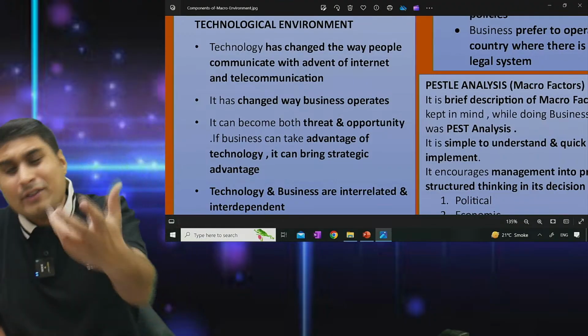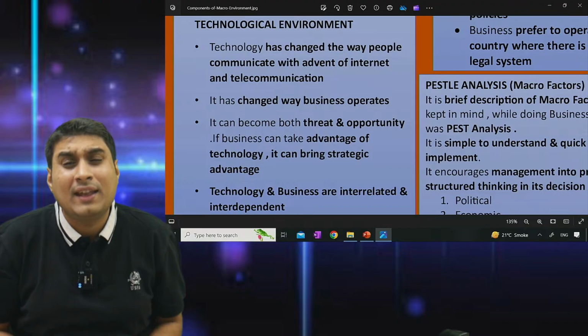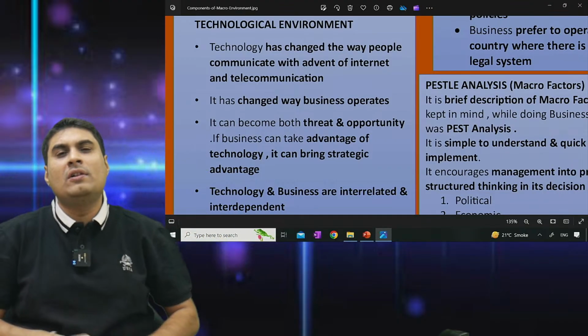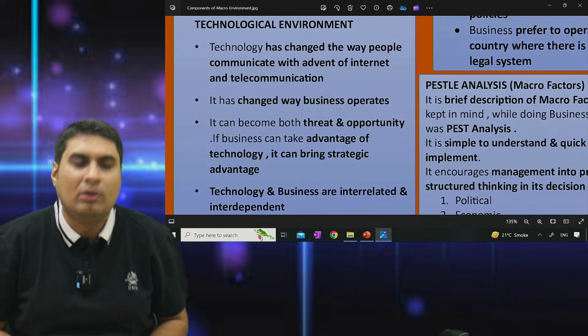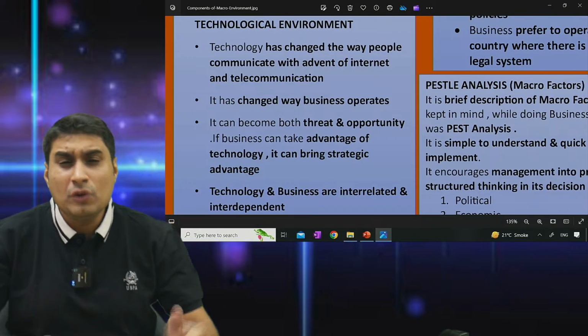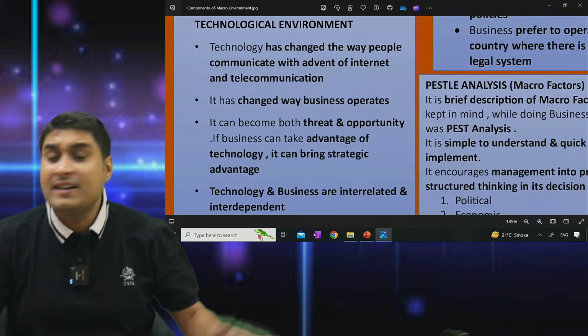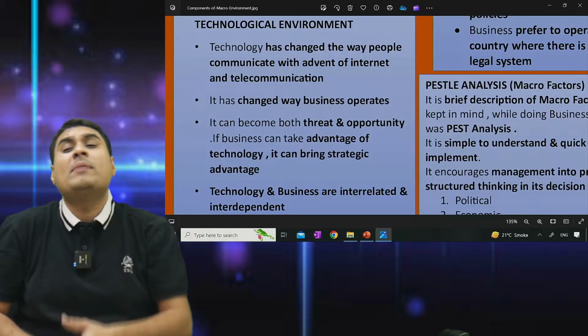Technological environment. Technology has changed the way business communicates. You have to understand. Technology is, tell me, O or T? Now you will tell what O and T are. Opportunity or threat? If you use technology wisely, it can become an opportunity. Otherwise, it can become a threat. It doesn't have a direct impact, but it has an indirect one.